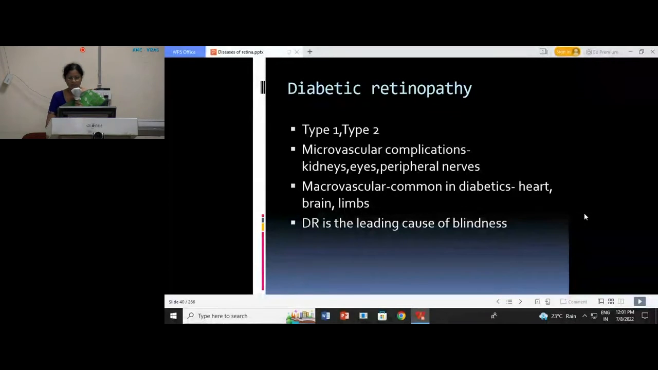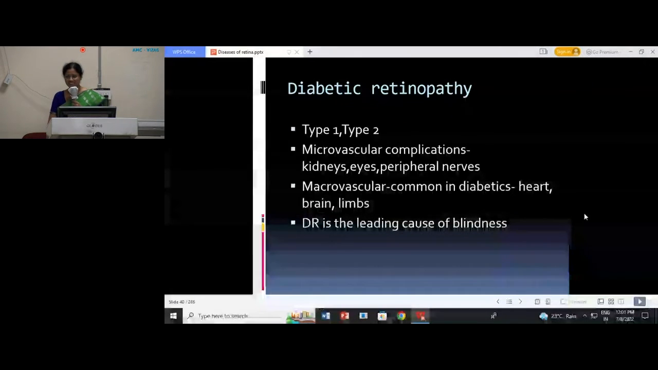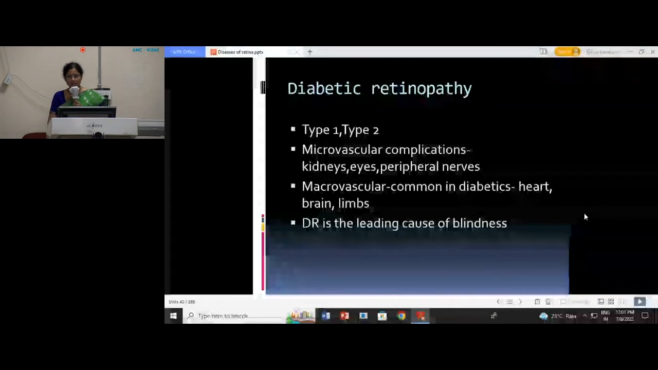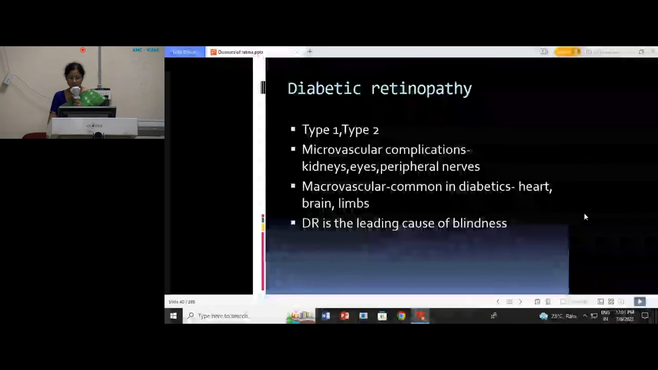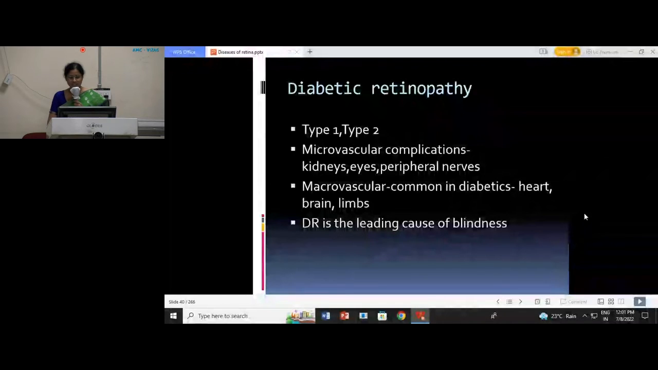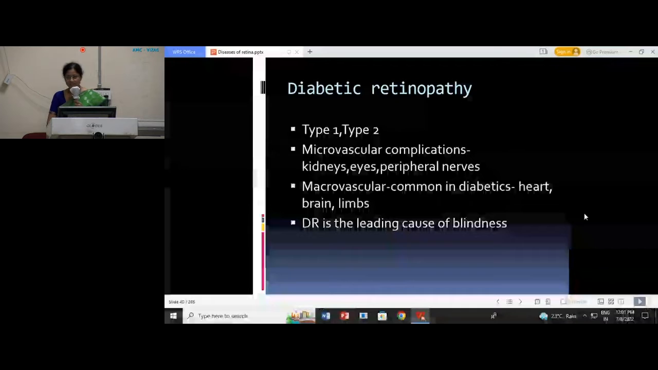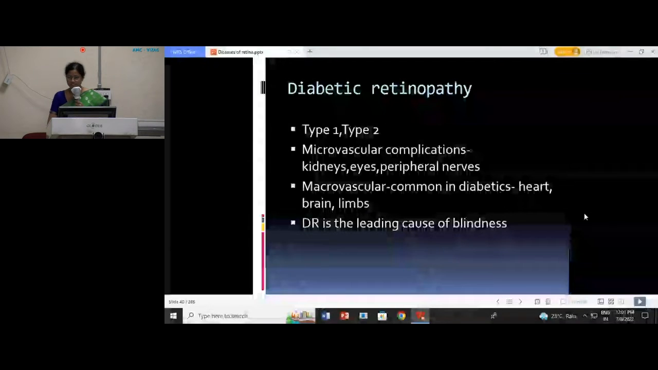As we all know, diabetes may be type 1 or type 2. We get microvascular complications and macrovascular complications. The retinopathy is due to microvascular complications.